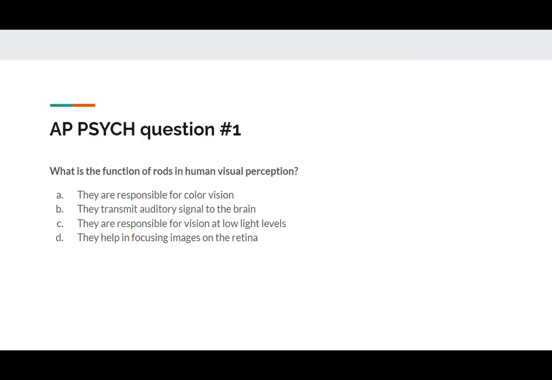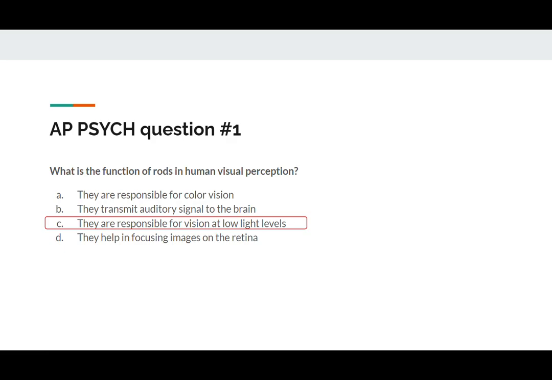Now let's do some practice AP questions. So the first one is, what is the function of rods in human visual perception? By the way, this is from our last video on visual anatomy, so if you haven't, please watch that video, because this is just a quick recap. The options are: A, they're responsible for color vision. B, they transmit auditory signals to the brain. C, they're responsible for vision at low light levels. And D, they help in focusing images on the retina. Pause the video and think about this.